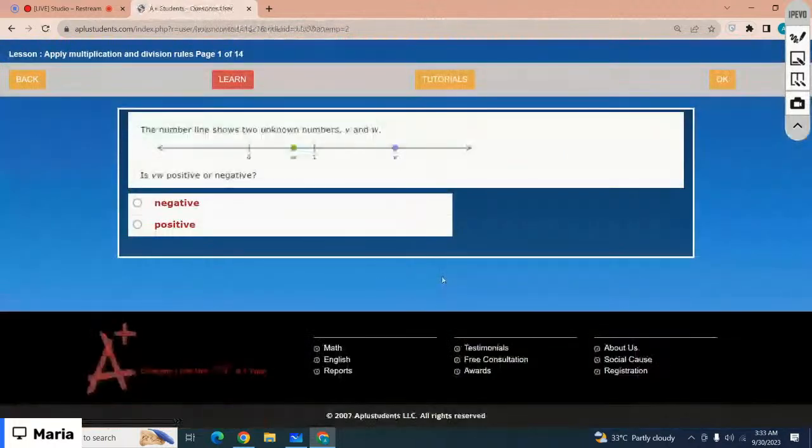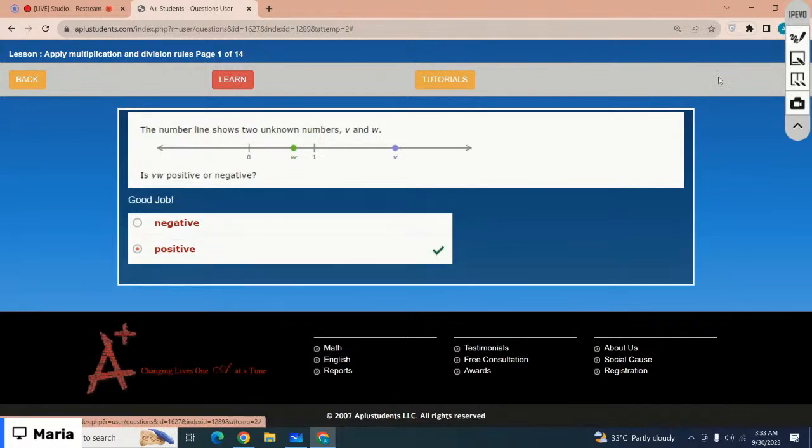The same as for the addition or subtraction, right? The number line shows two unknown numbers V and W. Is VW positive or negative? VW means the product of both the numbers, right? So which is the correct option? If both the numbers are positive, their product is also positive. Very good.